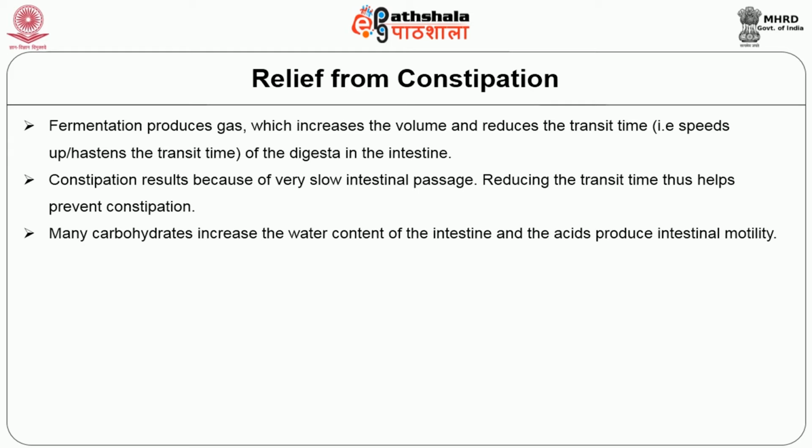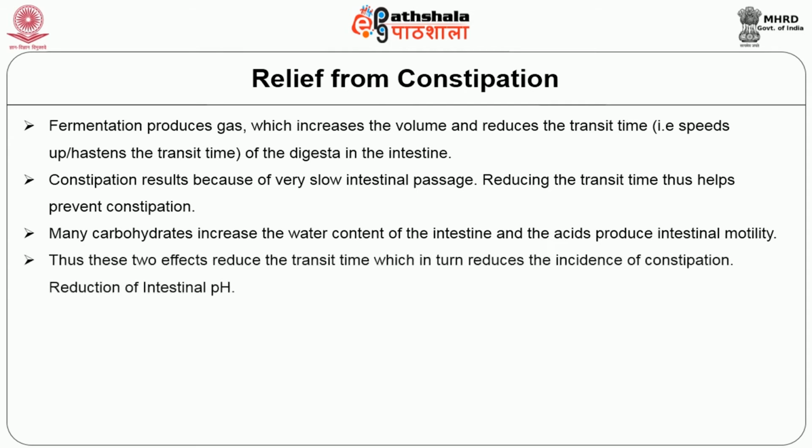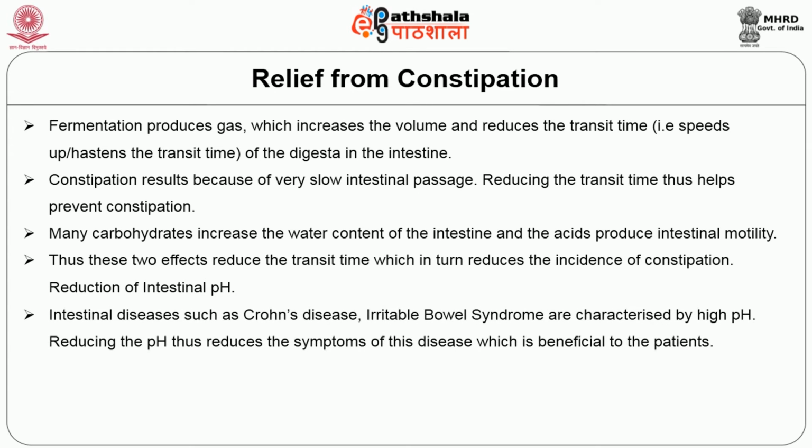They absorb the water and retain it, and thereby increase the fecal bulk. These two effects reduce the transit time, which in turn reduces the incidence of constipation. So this prebiotic also helps in reducing intestinal pH. Intestinal diseases such as Crohn's disease and irritable bowel syndrome are characterized by high pH. Reducing the pH thus reduces symptoms of these diseases, which is beneficial to the patients.